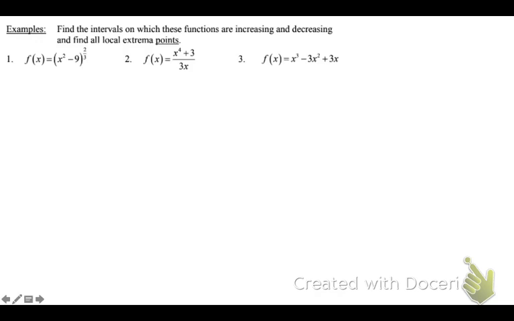So example 1, f of x equals x squared minus 9, all to the 2/3. Our domain for this, we don't have any restrictions. This would be a cube root if we wrote it as a radical, and cube roots don't have any domain restrictions, so this is all real numbers. Then we need to find our critical numbers.